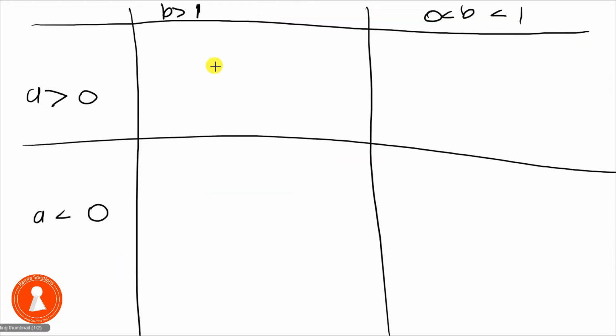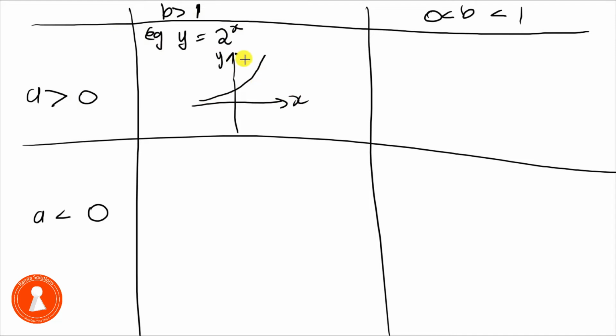Now, having said that, let's get in here. When a is positive and b is greater than 1, I will give you an example. An example is y equals 2 to the x. Your graph would look like this. Okay, it would look like this.